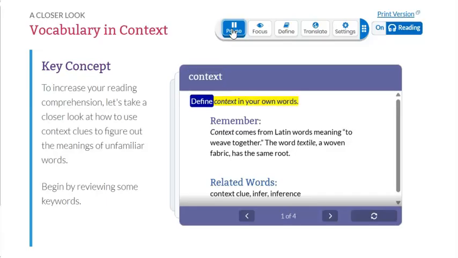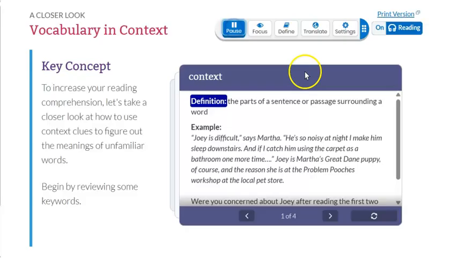Context. Define context in your own words. Remember, context comes from Latin words meaning to weave together. The word textile, a woven fabric, has the same root. Related words: context clue, infer, inference. Definition: the parts of a sentence or passage surrounding a word.